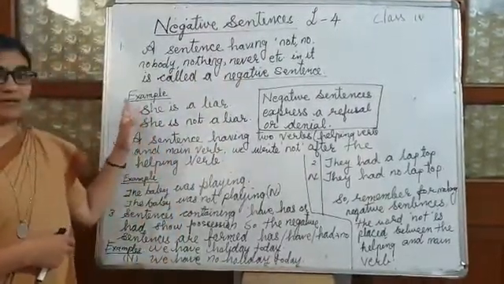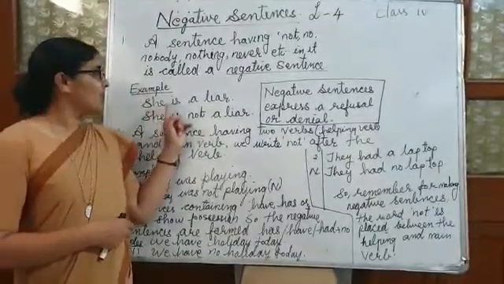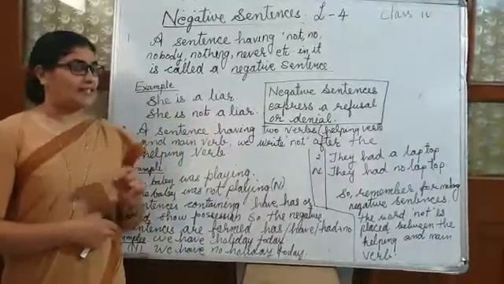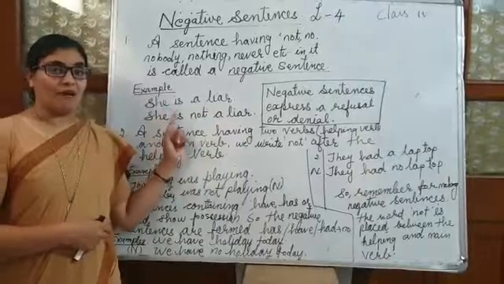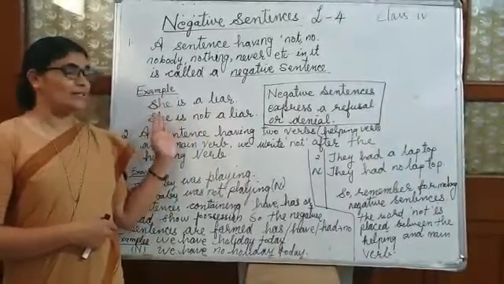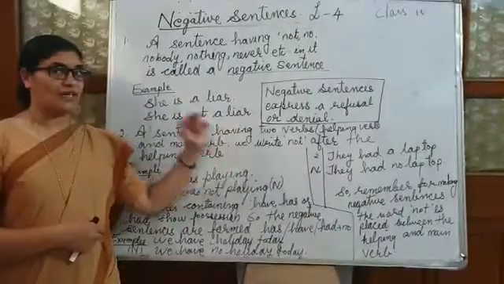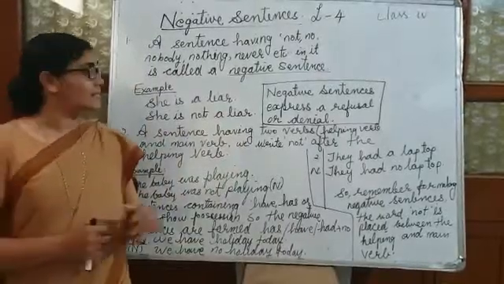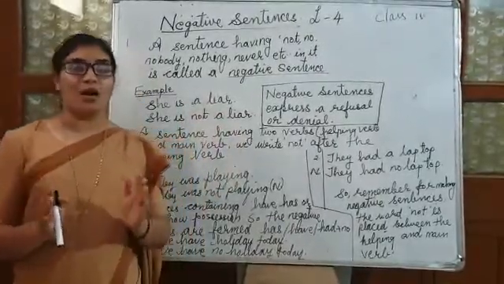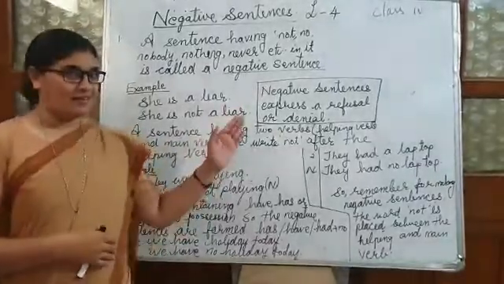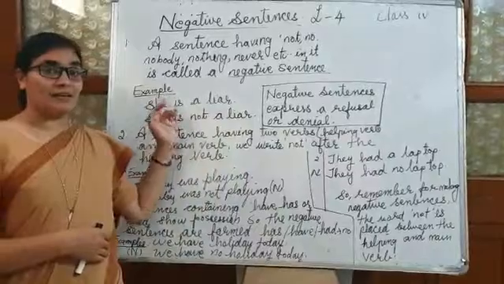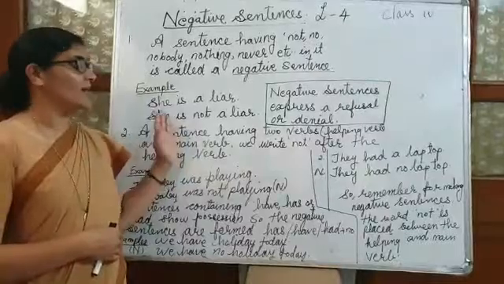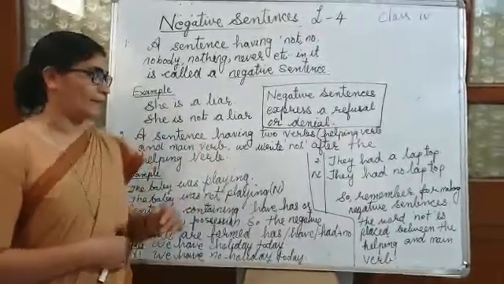So let's see with some examples. She is a liar. It's an affirmative sentence. To make it negative, we have to put not. Let us see how we can make this into a negative sentence. She is not a liar. Negative sentences express a refusal or denial. Here the first one is confirming and telling she is a liar. But the negative sentence is denying that she is not a liar.